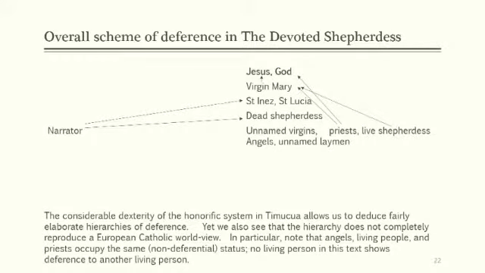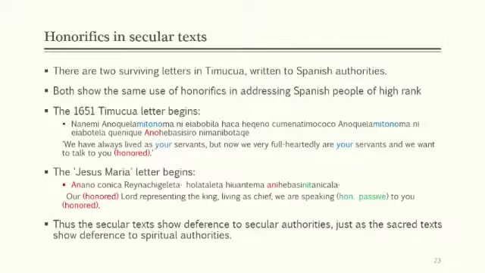We can also see, though, that the hierarchy doesn't completely reproduce a European Catholic worldview. In particular, note that angels, living people, and priests are in the same non-deferential status. And in fact, it's interesting, no live person here shows deference to another living person. They only show deference to deities and people in heaven, basically. So, let's switch from these moral stories, these exempla, to the secular text.